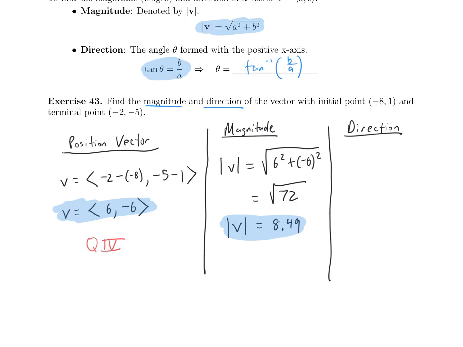Okay, so for the direction, we're going to use the formula tangent of theta is equal to b over a, which is negative 6 over 6, which is negative 1. So if you look in the fourth quadrant, and for these angles, we're going to go ahead and use degrees. Degrees is fine for vectors. You could use radians if you like, but I think I'm going to go with degrees for this. So if you look at the fourth quadrant, the angle that has a tangent value of -1 turns out to be 315 degrees. So that's the direction of the vector.